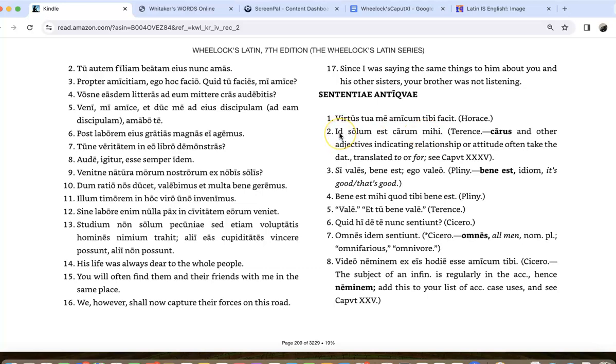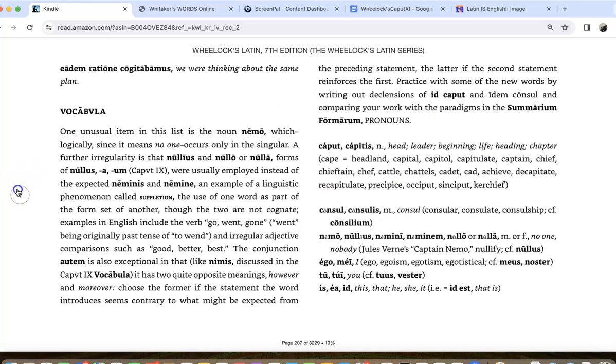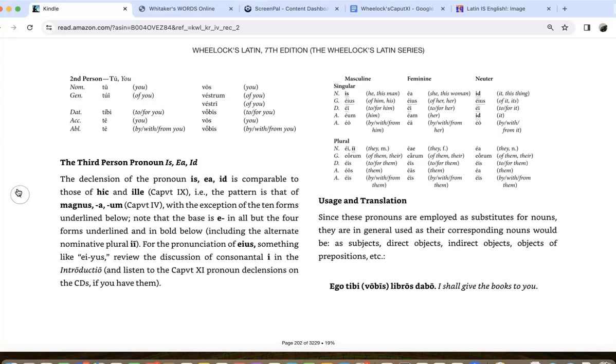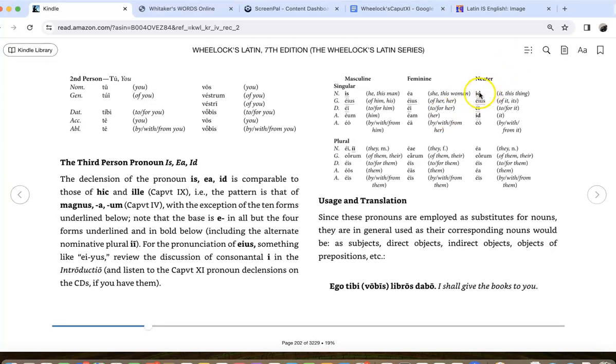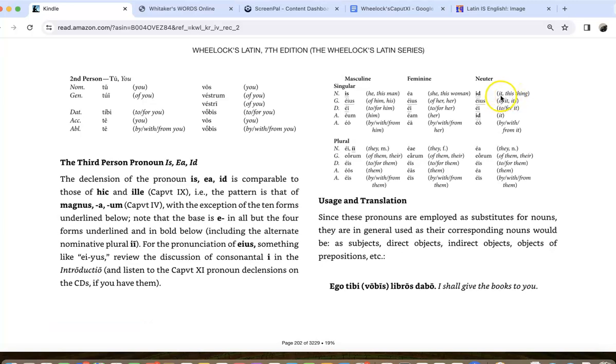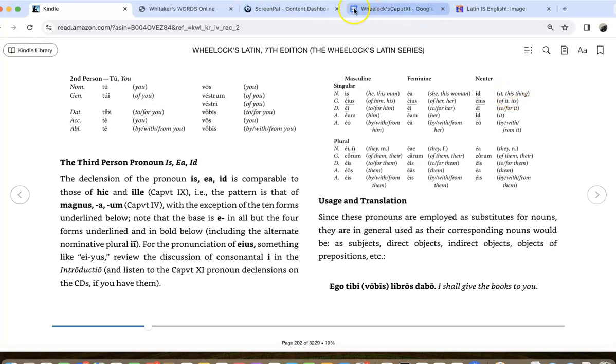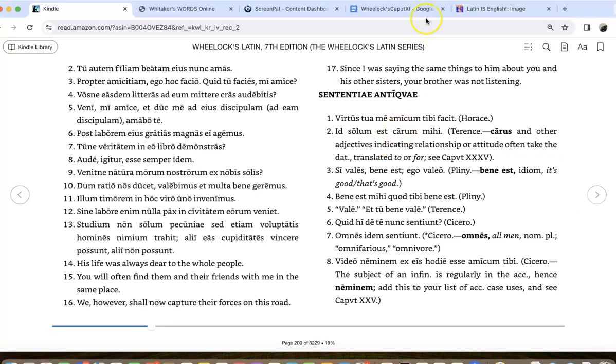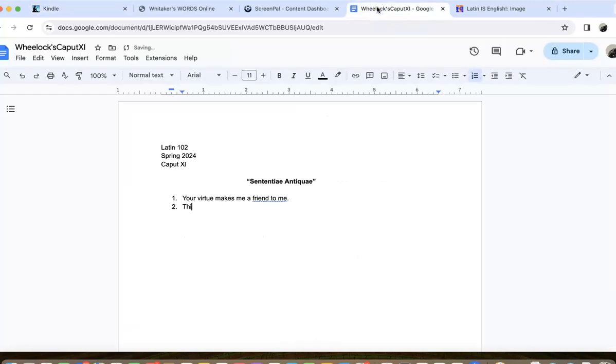So this one is fairly straightforward once we recognize that id is a demonstrative pronoun. So I'm not going to do this for all of them, but you can see here is our id right here, and so we're going to say this. Sometimes it could be it or this thing, but in this case I'm just going to say this. So this alone, to go back to the example, this alone is dear to me.